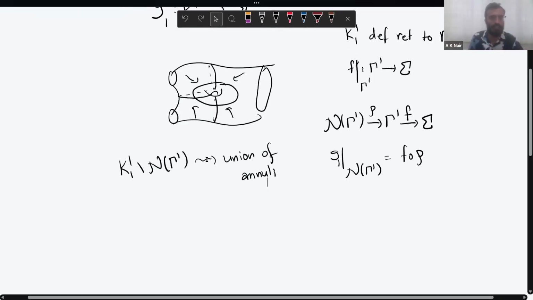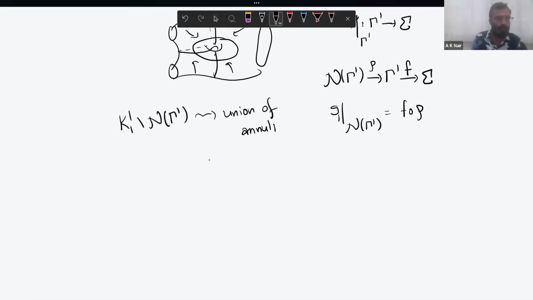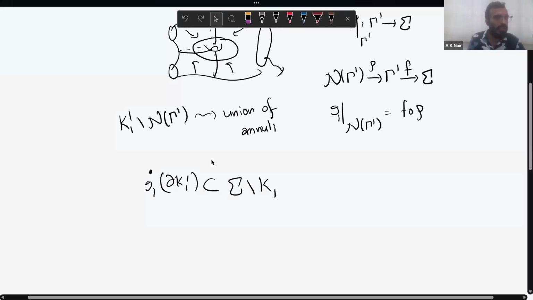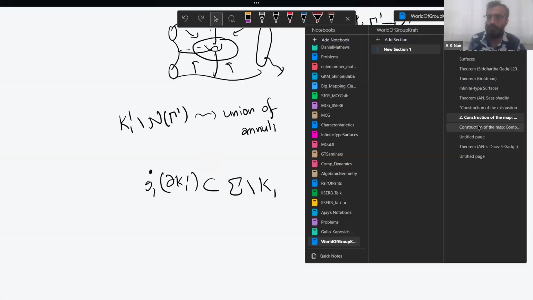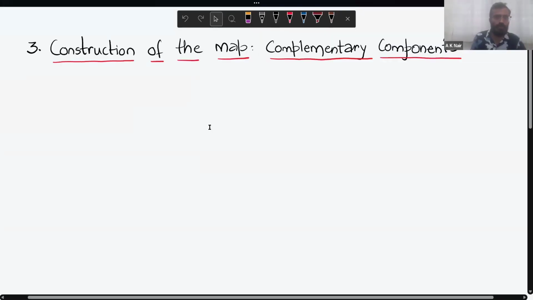So you have to take care of certain things, and the Goldman bracket will give you enough details so that you can actually extend, and such that G1 of the boundary of K1 prime actually lies outside K. So this is an important property we need, and that will be given by the Goldman bracket. Okay, I think I don't have much time. So, that was the base case. So you construct on K1 prime.